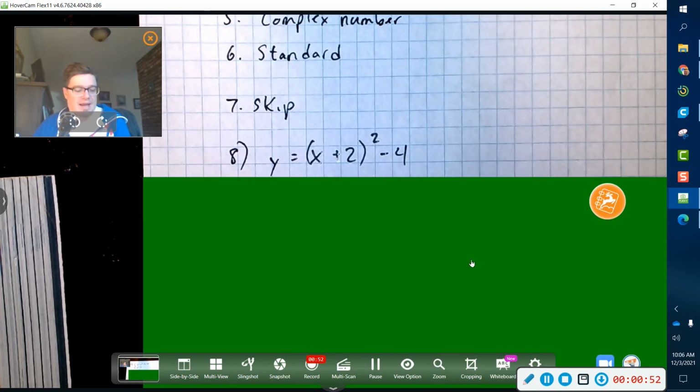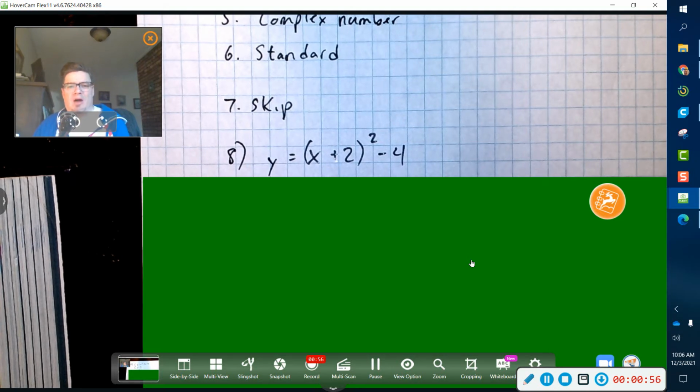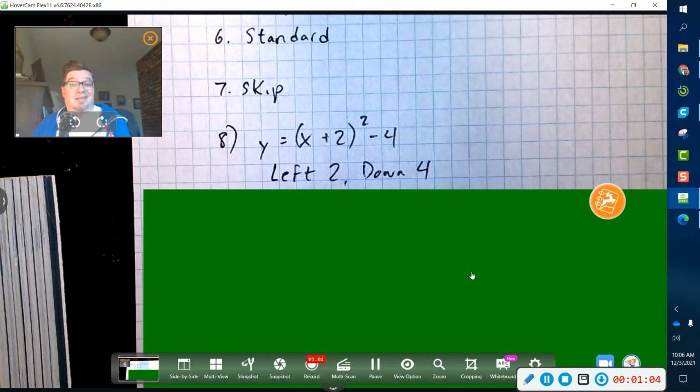Okay, so now 8. 8 is asking about what is the transformation of this parent function. Now, this is in vertex form, so it's easy. It's actually easy to see. You don't even have to graph it to know that you went to the left 2 and you went down 4. So the parent function at 0, 0 went, from your perspective, the other way, left, and then down 4, okay?